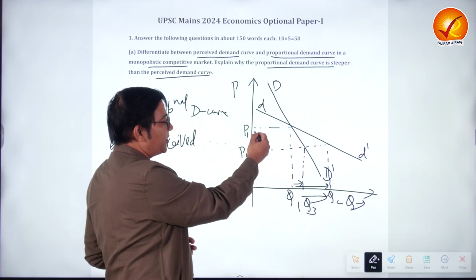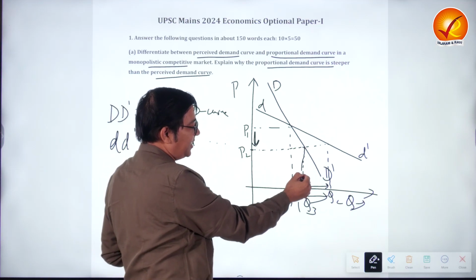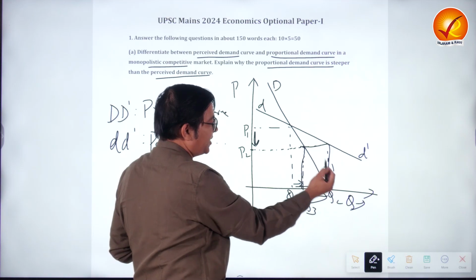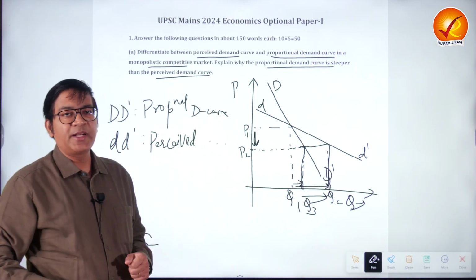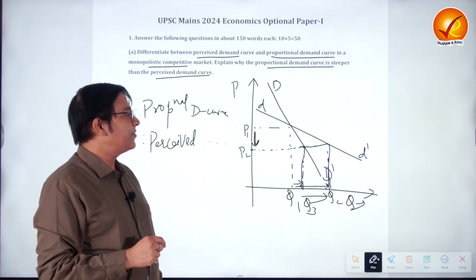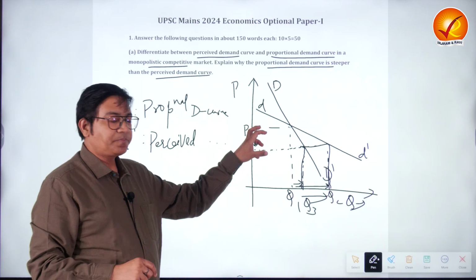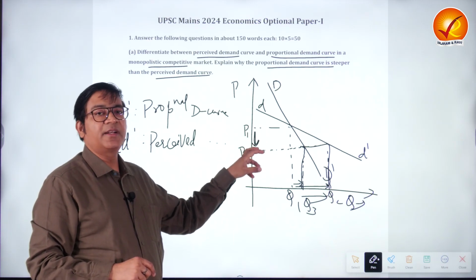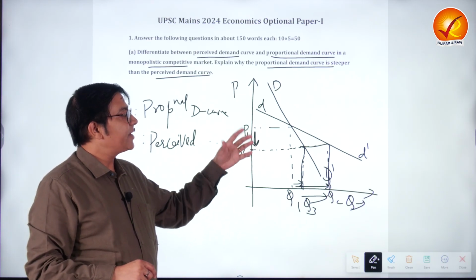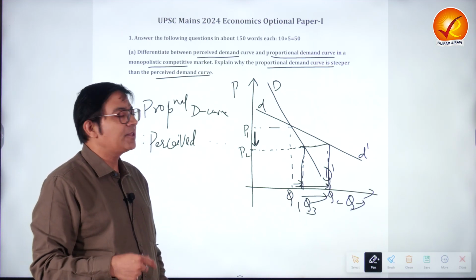So for any lower price P2, if the firm is actually selling a lesser amount than what it thought, then the proportional demand curve has to be steeper in that case. But a small word of caution: this logic will be mainly applicable when the prices are being reduced. When the prices are being increased, this kind of an argument will have to be thought again.